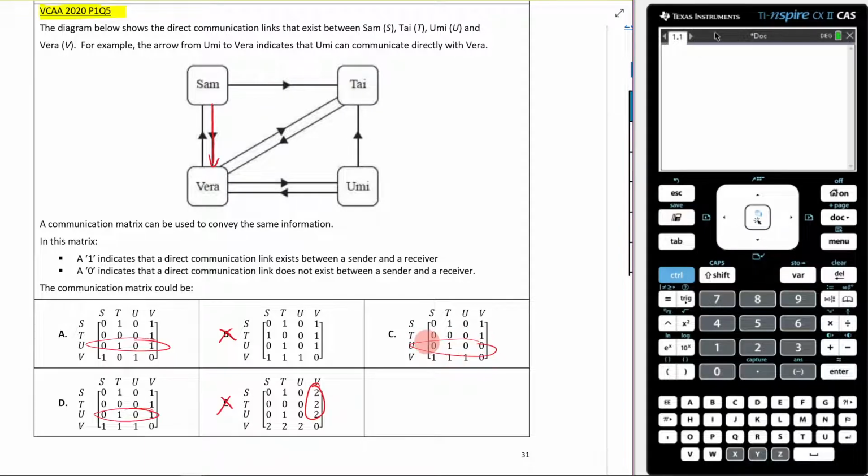So in our third row, we've got a point of difference. Can Umi speak to Vera? Umi can speak to Vera. So why on earth is this saying she can't? C is wrong. All right. And then what's the point of difference between these? Well, it's this column here. And it's saying, can Vera speak to Tai? Vera can speak to Tai, which means A is wrong, which means D is my answer.